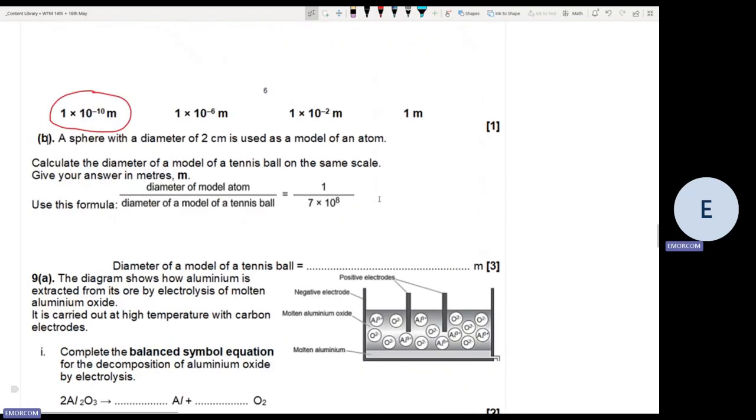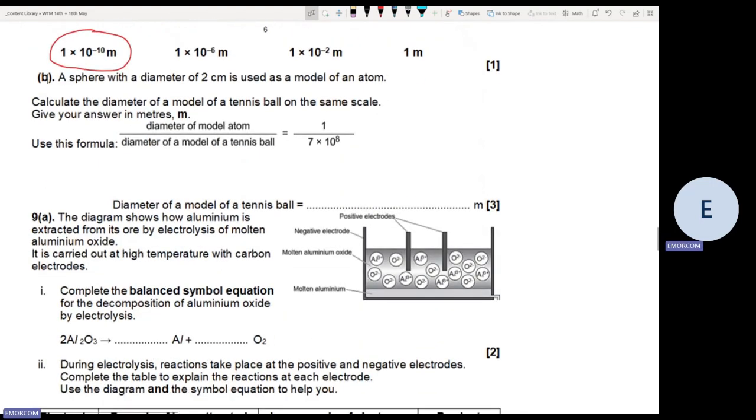A sphere with a diameter of 2 centimeters is used as a model of an atom. Calculate the diameter of a model of a tennis ball on the same scale. Give your answer in meters and use this formula. So you've got diameter of model atom divided by diameter of a model of a tennis ball is equal to 1 divided by 7 times 10 to the 8.